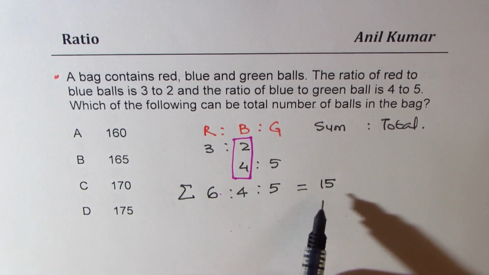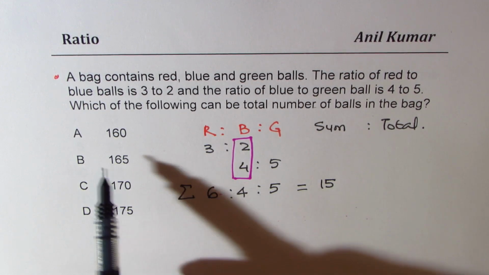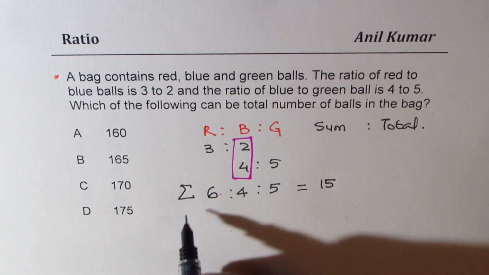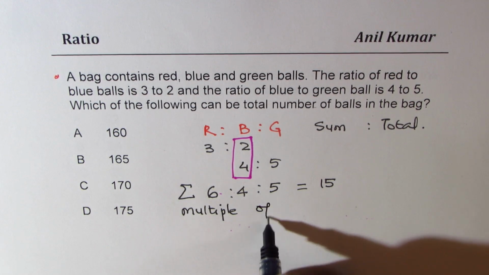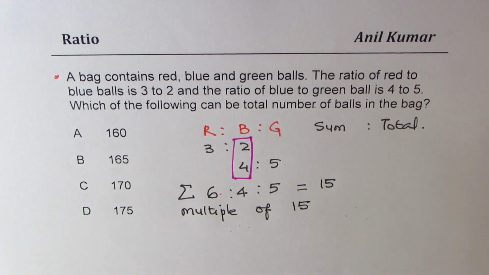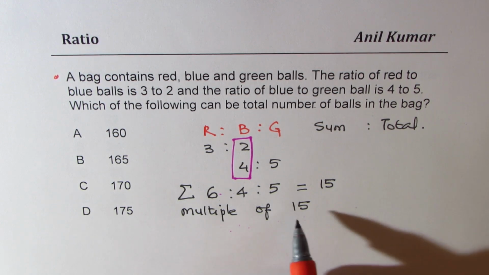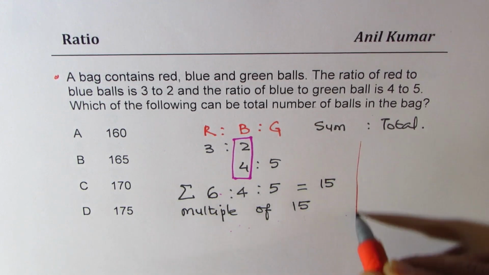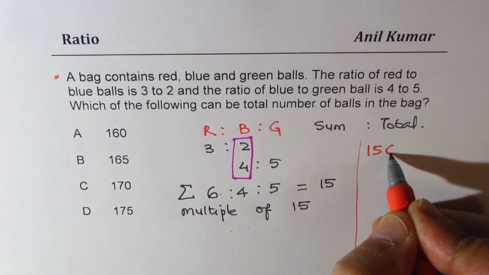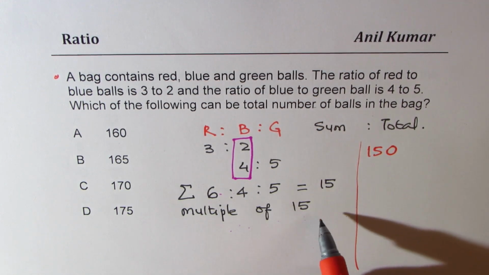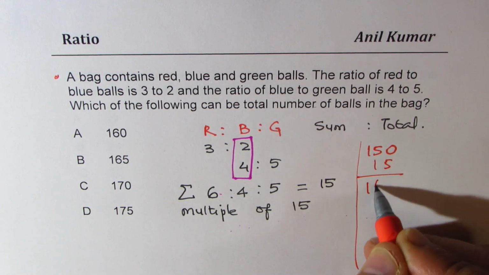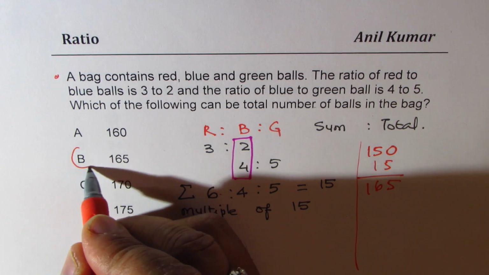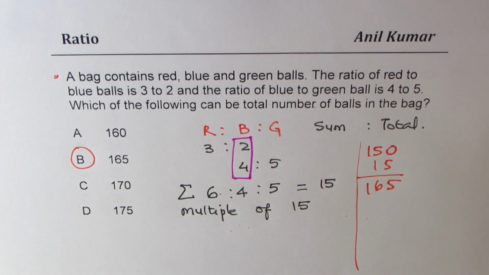Perfect. 15 is the sum. That really means that the number should be a multiple of 15. So we are looking for a multiple of 15. Now without a calculator, it could be difficult. So what you could do here is just try out some numbers, right? 150 is an easy number to go, 15 times 10, right? So next, add 15 to it, you get 165, which is an option. So that is the perfect option for you.